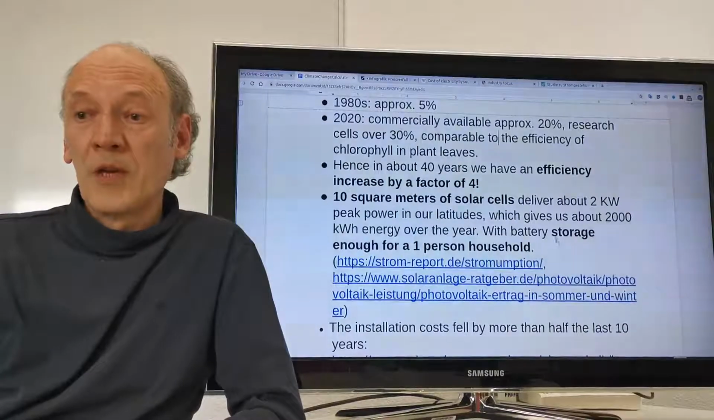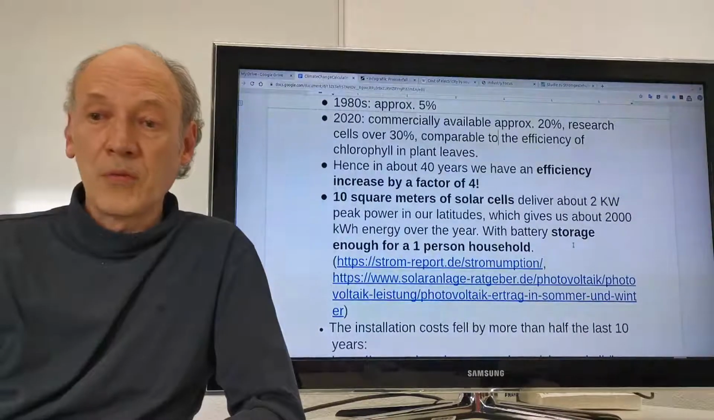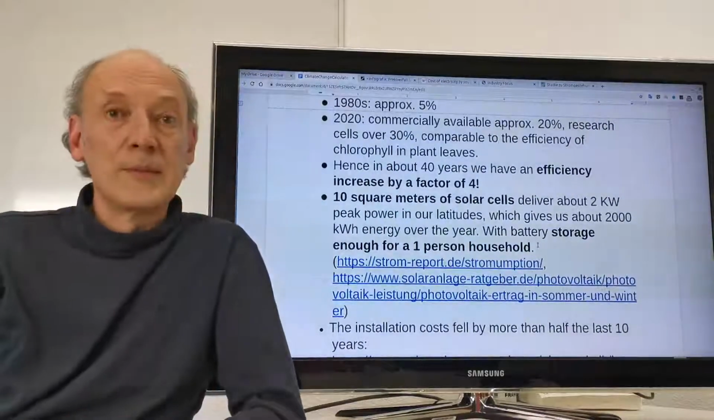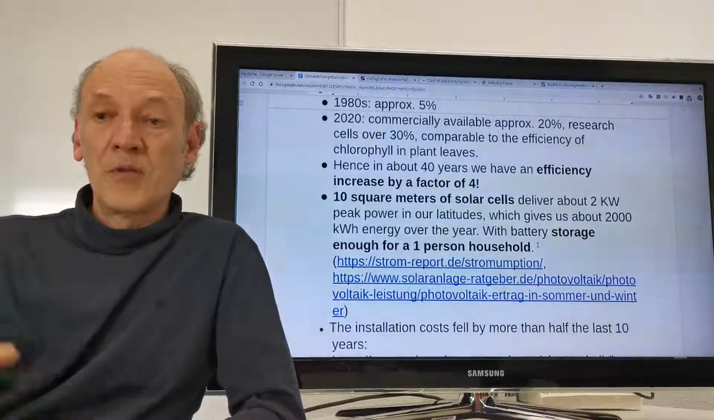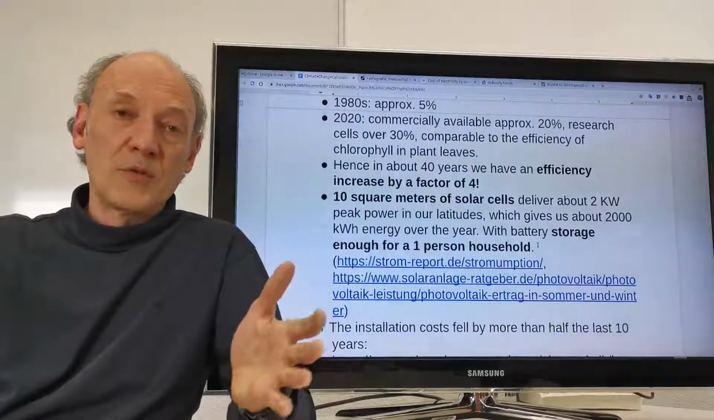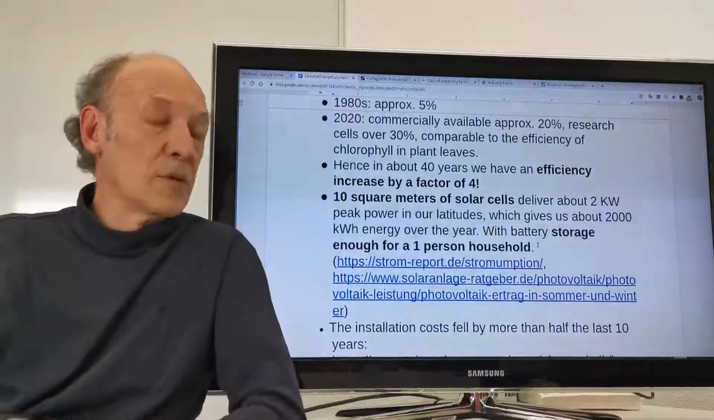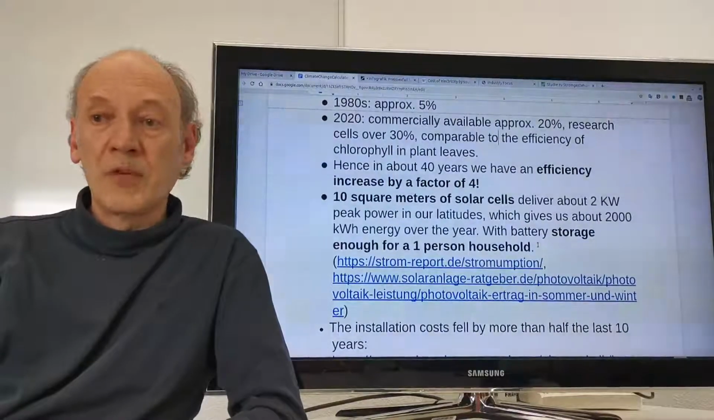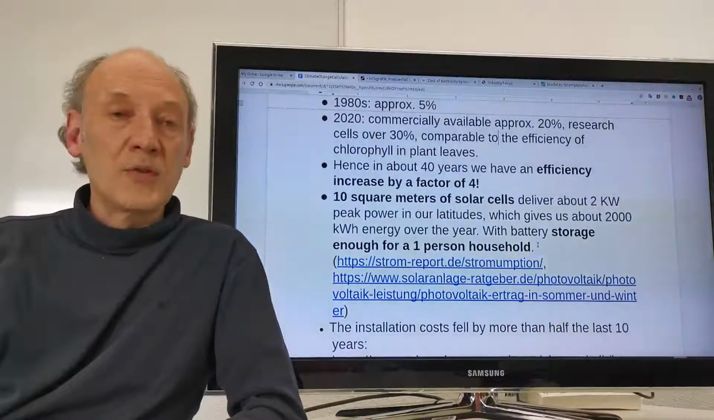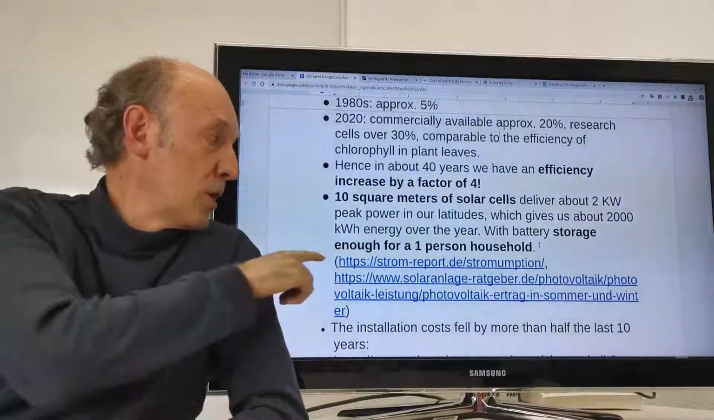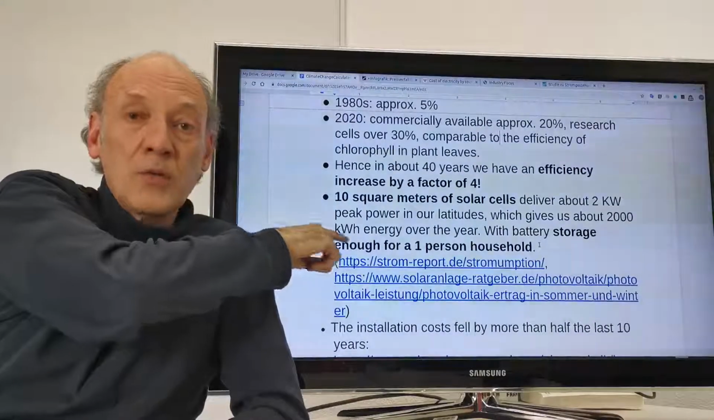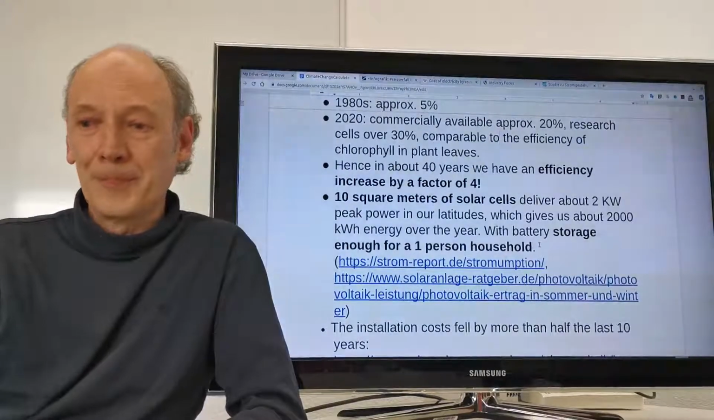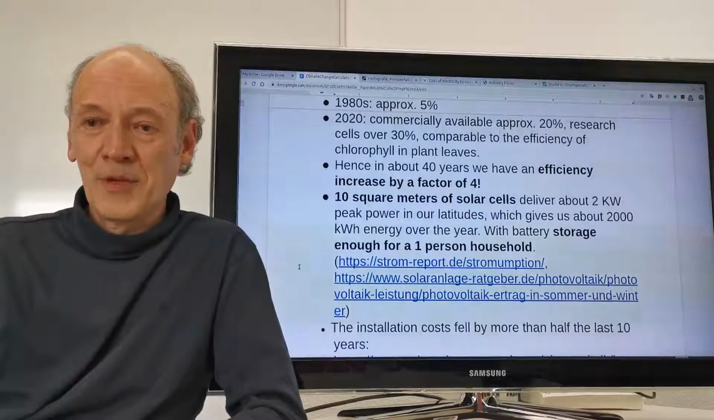So if we assume we have some kind of battery storage, then this is enough for a one-person household. Right? 10 square meters is not much. That's basically the roof of a carport. So the roof of a carport would deliver enough electricity over the year for a one-person household. So if we have storage, then we could become independent of the electricity grid. So that's kind of amazing, I think.